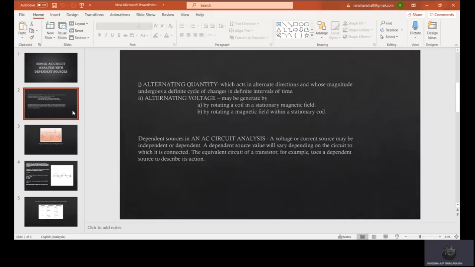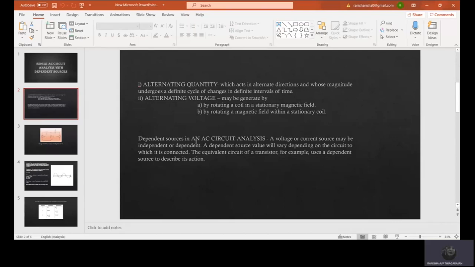Okay, alternating quantity is a quantity which acts in alternate directions and whose magnitude undergoes a definite cycle of changes in definite intervals of time. Alternating voltage may be generated by rotating a coil in a stationary magnetic field or by rotating a magnetic field within a stationary coil.